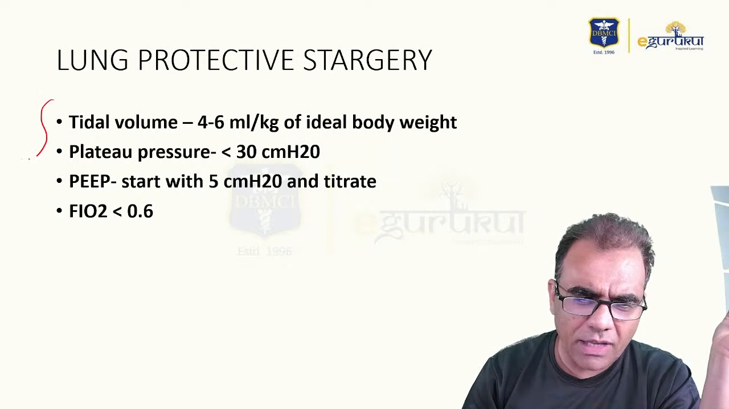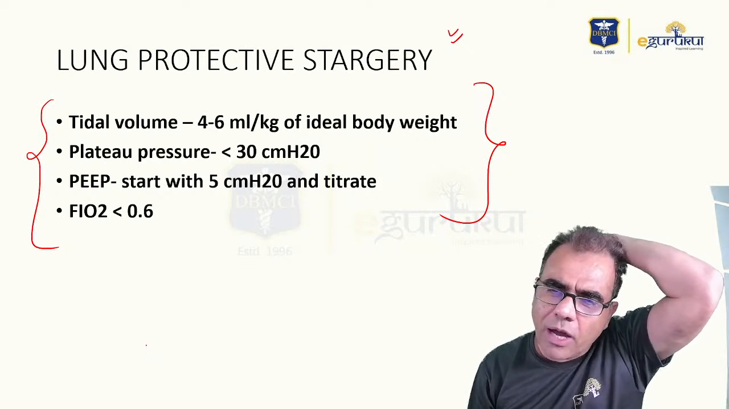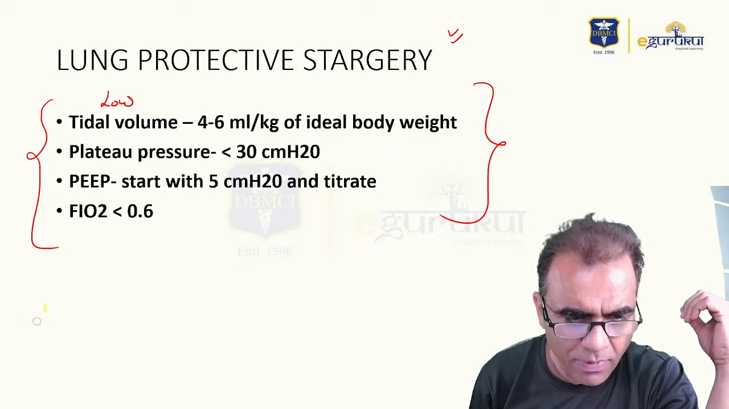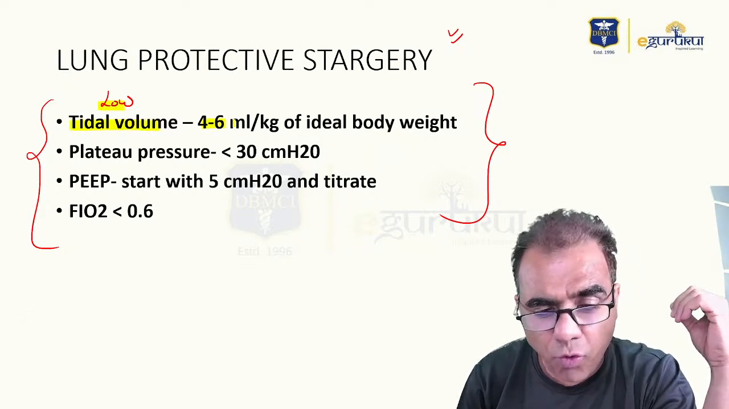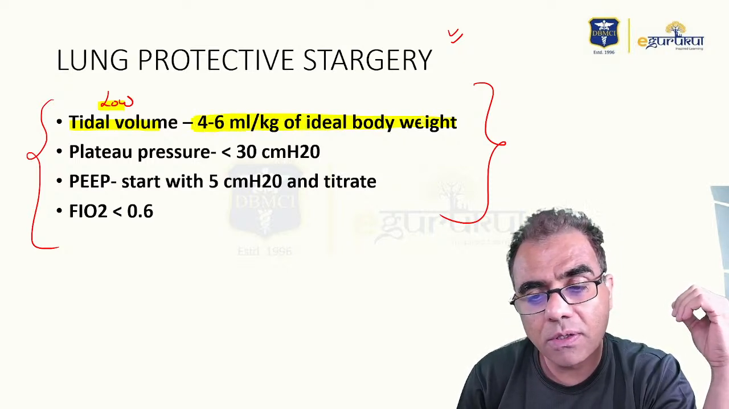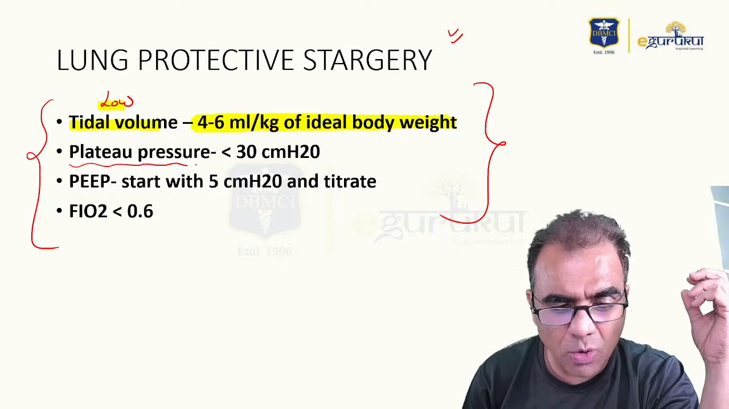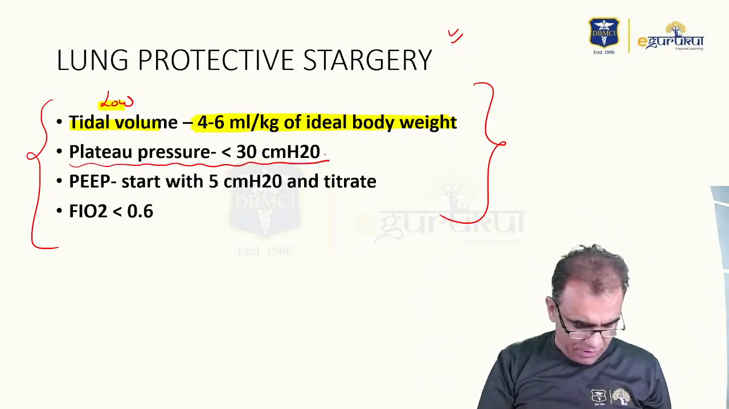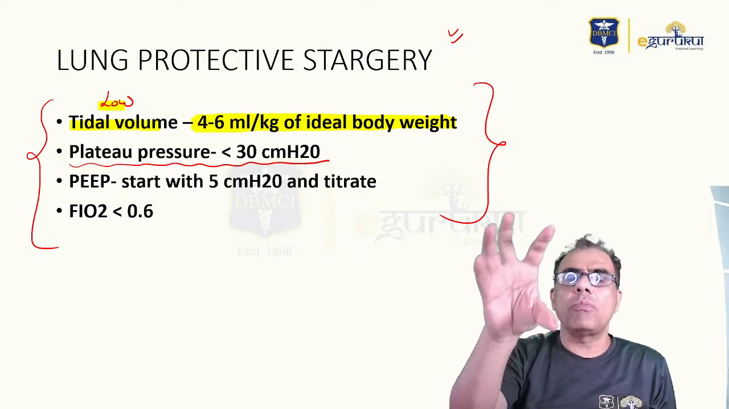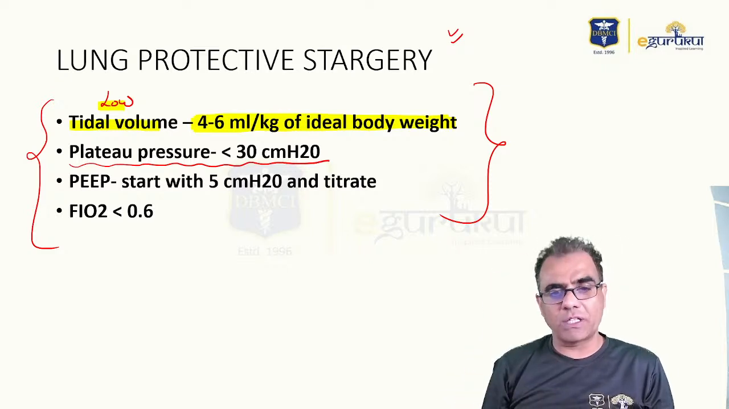Now, another very important thing that you must know is the lung protective strategy. The components of lung protective strategy start with low tidal volume. Most important is low tidal volume, meaning tidal volume should be 4 to 6 ml per kg of the ideal body weight, not the original body weight. And plateau pressure should be less than 30 centimeters of water. Why? Because it is the plateau pressure which denotes pressure at the alveolar level, as you know from physiology, and barotrauma occurs at the level of alveoli. So you have to monitor pressure at the alveolar level, that is plateau pressure, and it must be less than 30 centimeters of water.